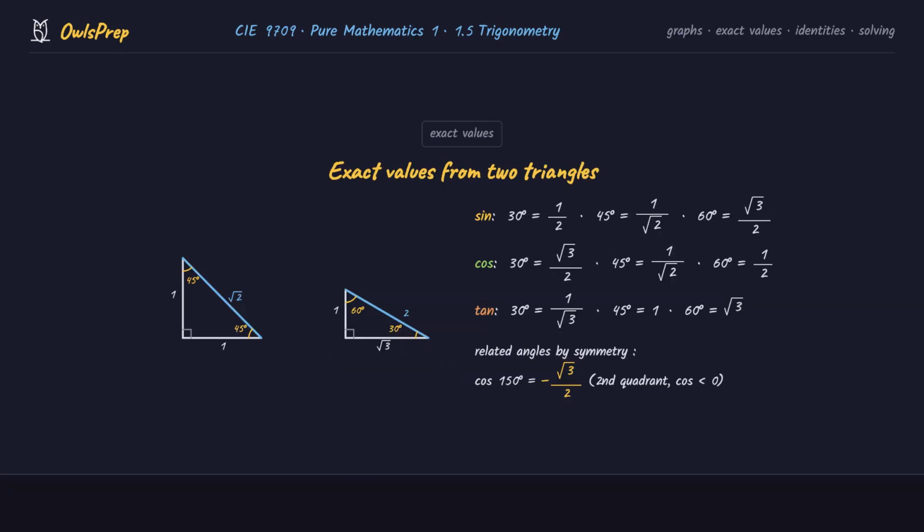Some angles have exact values you should know cold, and they all come from two special triangles. The first is the isosceles right triangle. Both short sides 1, the hypotenuse root 2, and both acute angles 45 degrees. So sine and cosine of 45 are both 1 over root 2, and tangent of 45 is 1.